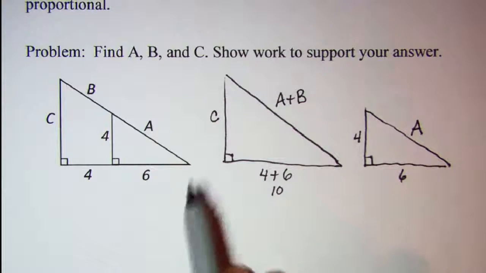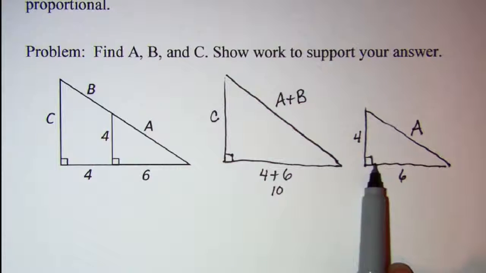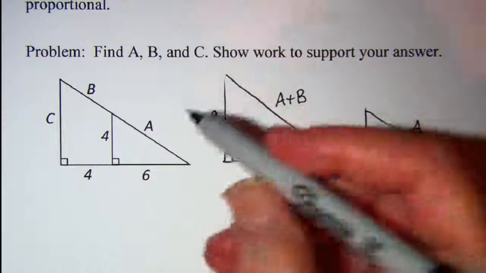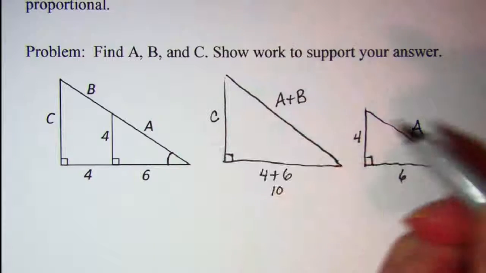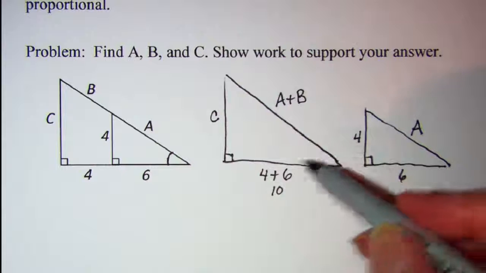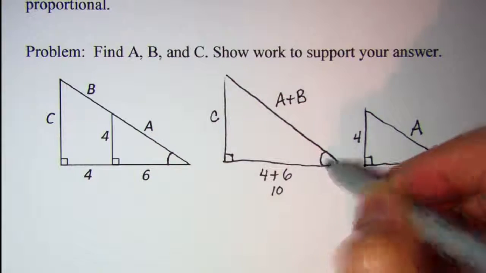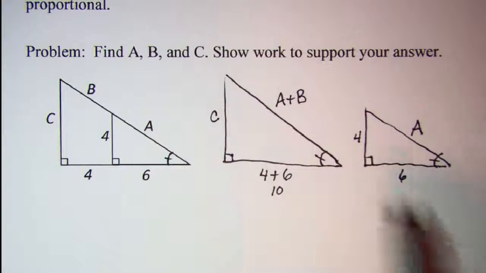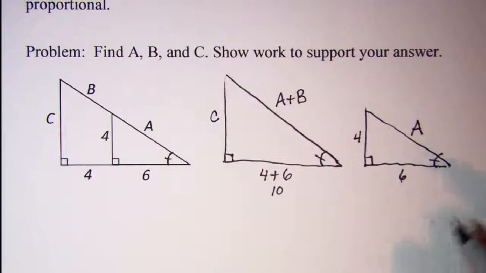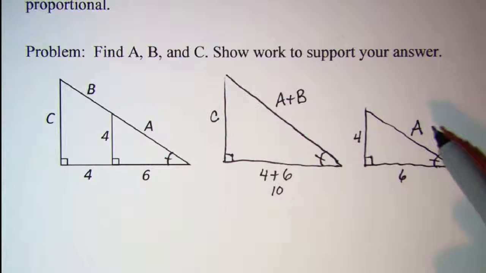Now we can also see they have the congruent right angles, but we can also see that this angle is shared by both triangles. So that means that this angle and this angle are congruent. So when we have two angles of one triangle congruent to two angles of another, then the triangles are similar and we can set up a proportion. Let's go ahead and show our proportions here.